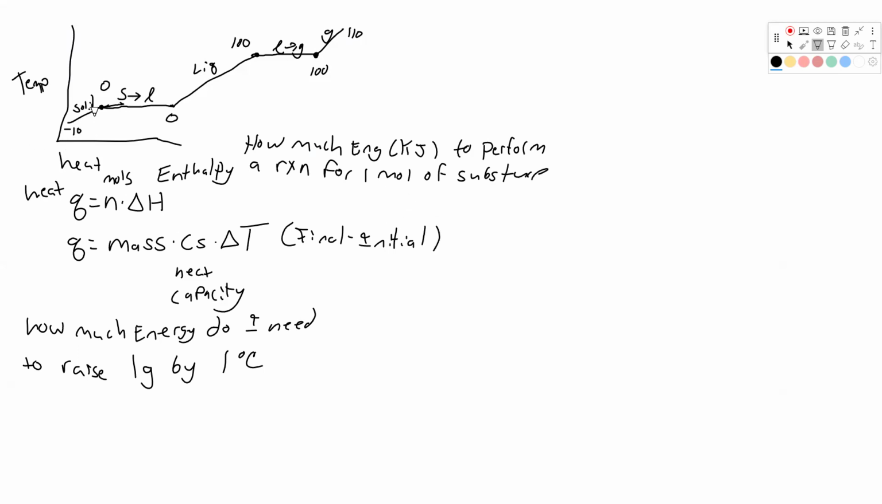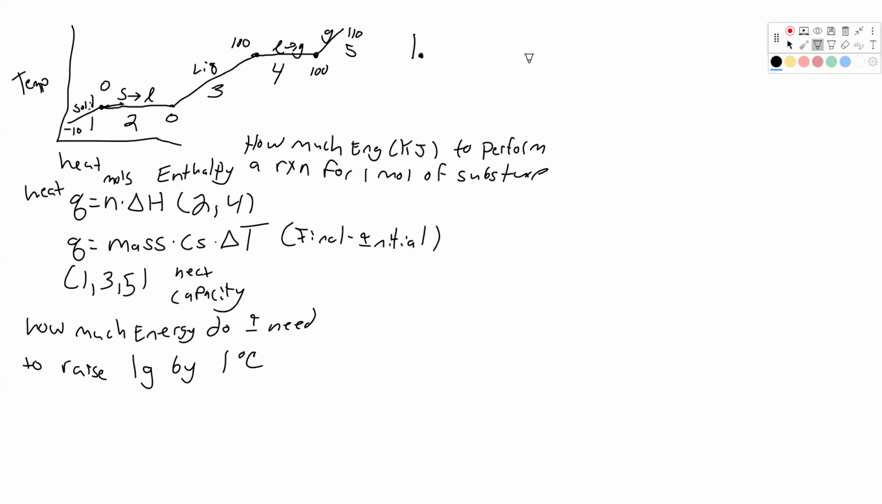If we look at our heating curve, we have 5 different things we have to calculate. Going from -10 to 0 as ice. How much energy it takes to melt, or do fusion. How much energy it takes to heat up our liquid. How much energy it takes for vaporization. And how much energy it takes to heat up our gas. For parts 2 and 4, we're going to use our phase change equation. Parts 1, 3, and 5, we're going to use our delta T equation. I'm going to calculate each part one by one.